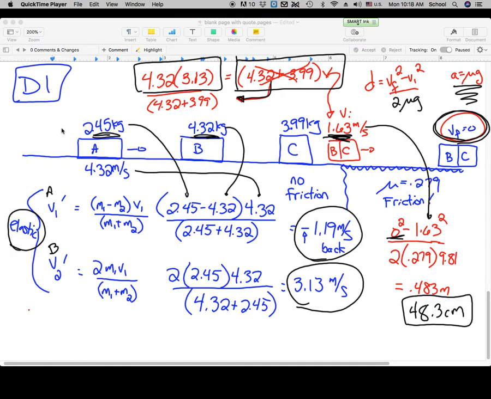You may need to pause that if you want to write down some stuff and get it copied. Hopefully that makes sense to you, what we did there.